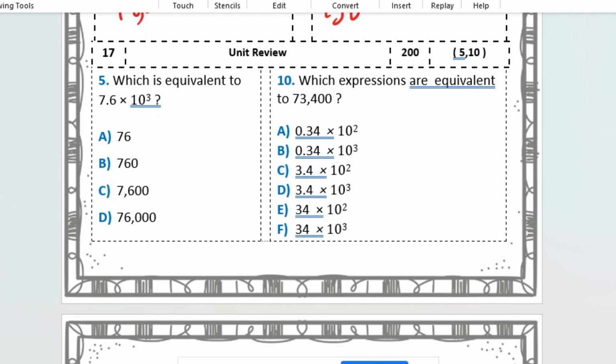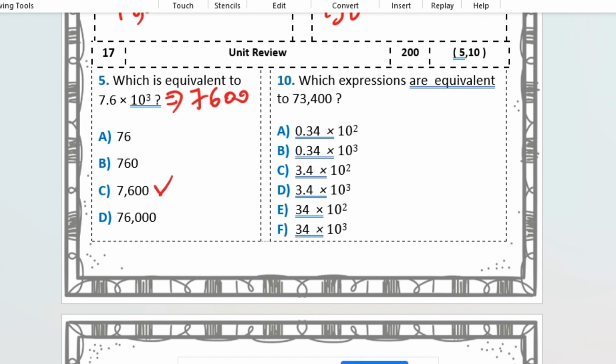Now, which one is equivalent to 7.6 times 10 to the power of 3? So this will be equal to what? We put 2 zeros, 7,600. So where is 7,600? This one. This one is correct.